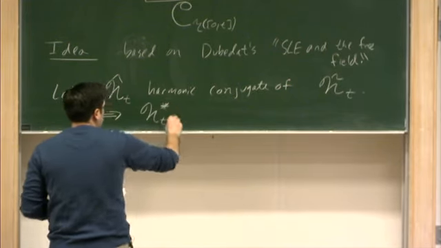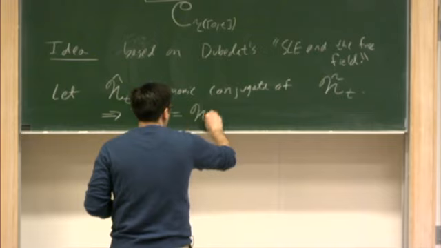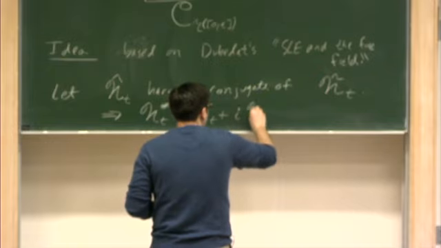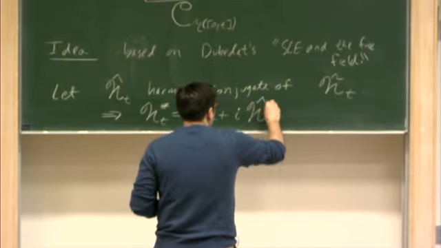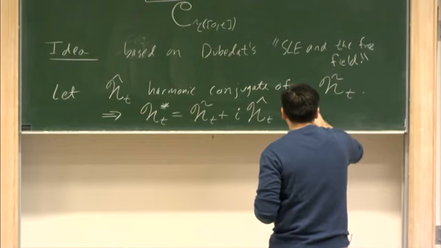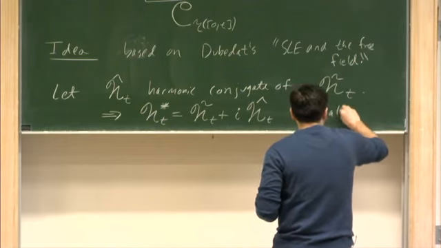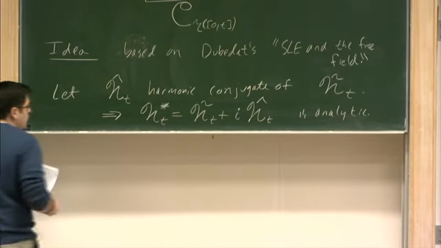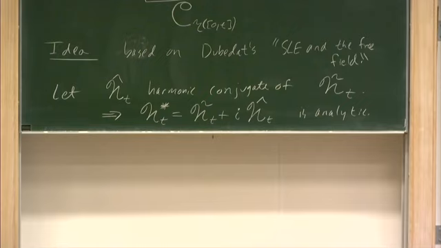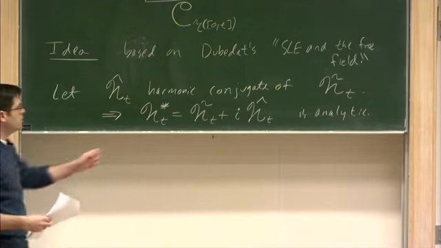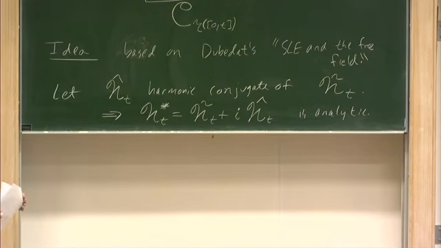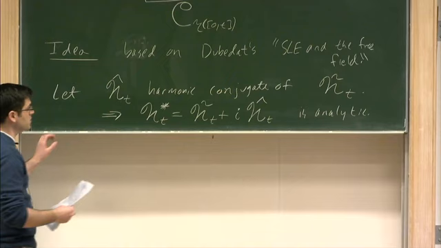then their sum, H tilde of t plus i times H hat of t, is an analytic function. And the reason I'm adding the harmonic conjugate to H tilde is that in the definition of H tilde there are some arguments, and it's going to be convenient in just a moment to have log functions rather than arguments.